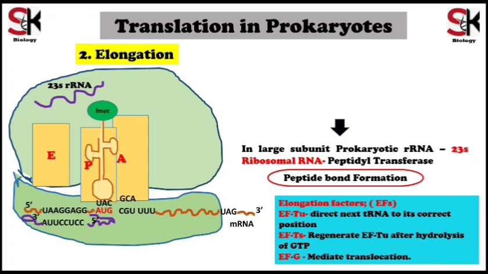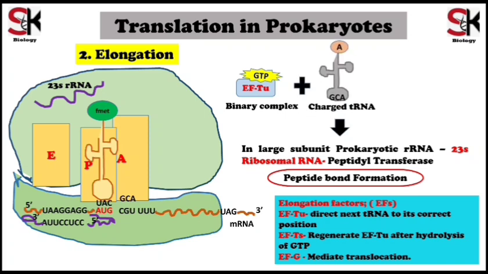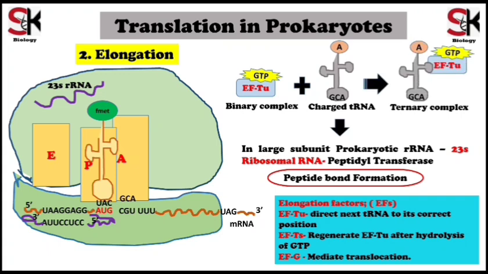Elongation starts with formation of a binary complex in which the elongation factor EF-Tu binds to GTP. This binary complex is converted to a ternary complex by adding charged tRNA. Selection of charged tRNA is on the basis of the next codon present in mRNA. The ternary complex is then added to the A site, which brings the second amino acid.